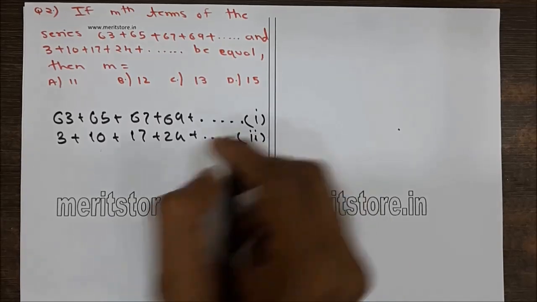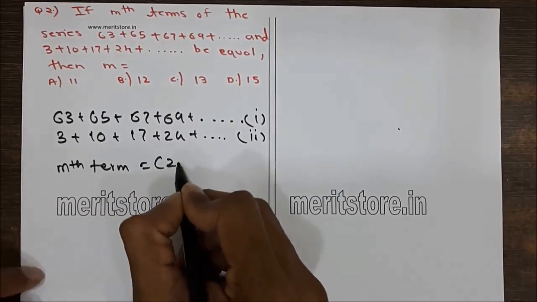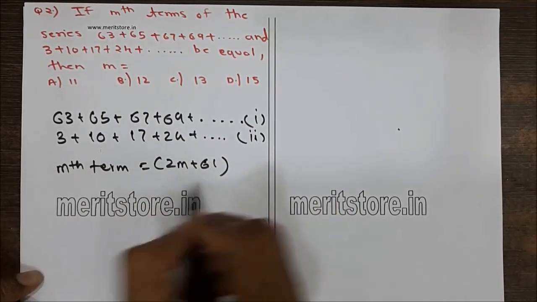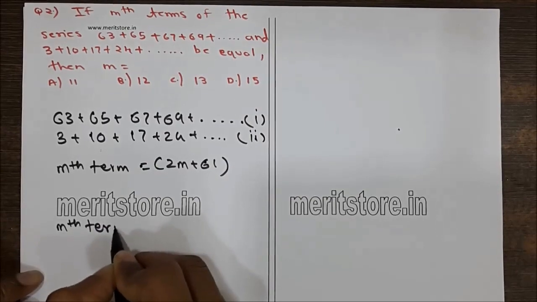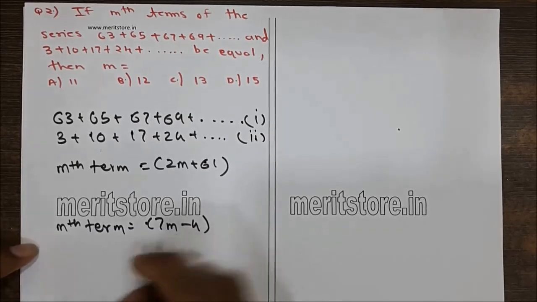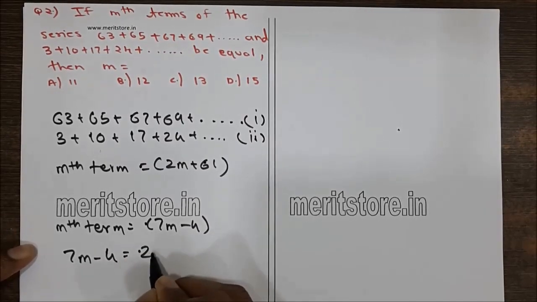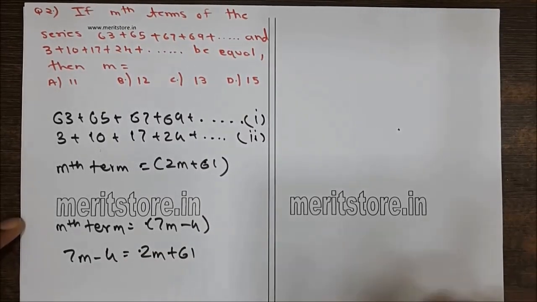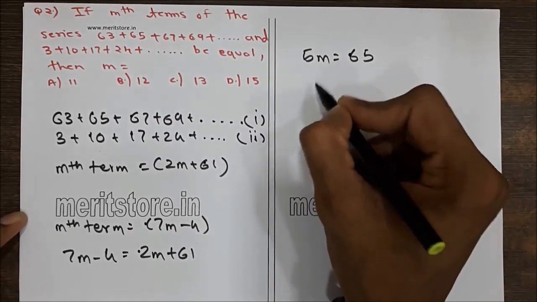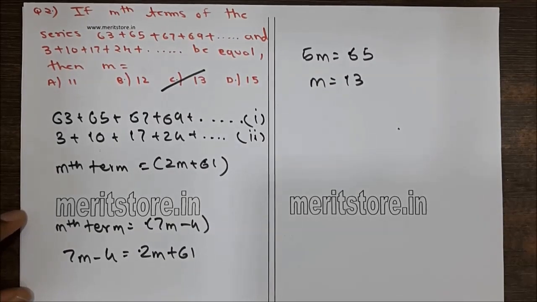So now from the first, the mth term is equal to 2m plus 61, and the mth term for the second is equal to 7m minus 4. So under the condition, we see 7m minus 4 equal to 2m plus 61. So we solve this, we get 5m is equal to 65, where m we get as 13, which is our option C. Therefore option C is the correct answer.